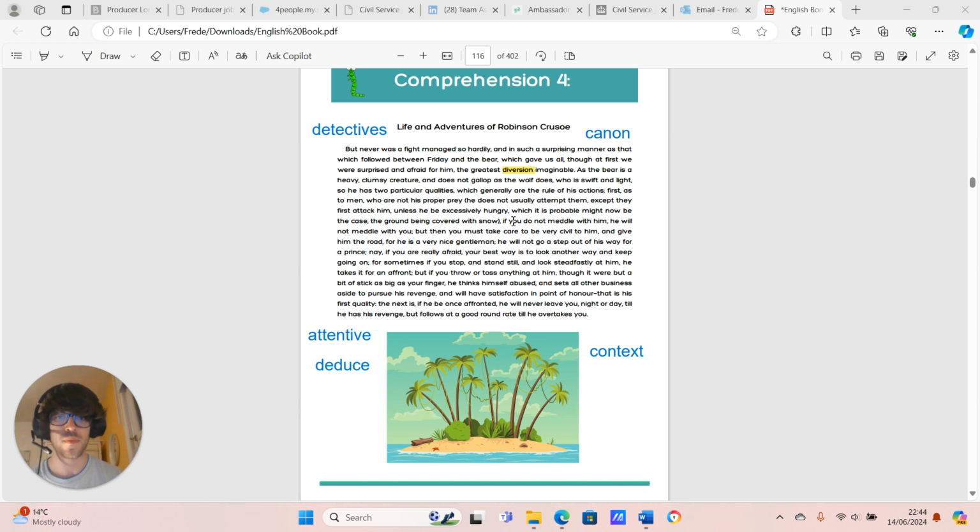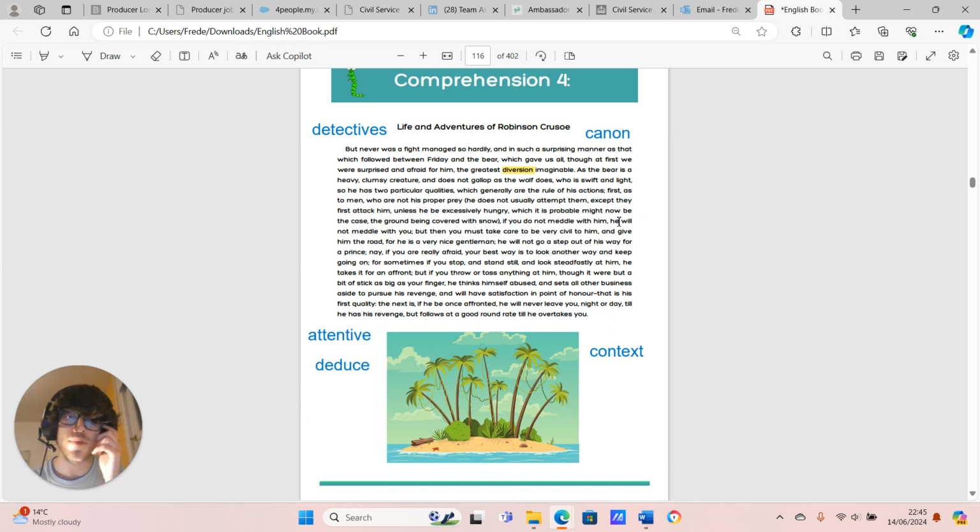So we're here. If you do not meddle with him, meddle. To meddle. I did write that down, didn't I? Yes, I did. To meddle with someone is to interfere. To meddle is to interfere. So, let's continue. Please do write these down as I define them as well. Add them to your own collection of vocabulary. If you do not meddle with him, he will not meddle with you. If you don't interfere with him, he won't interfere with you.